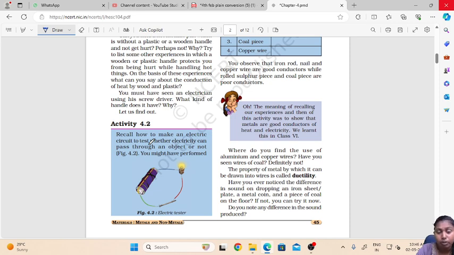If we hold it directly, we can get hurt. But wooden handles or plastic handles don't carry any heat or electricity, so it is convenient for us to hold them. You observe that iron rod, nail and copper wire are good conductors, while sulfur and coal pieces are poor conductors. Poor conductors means they don't conduct any heat or electricity through them. That's why screwdrivers have a handle made of wood or plastic.